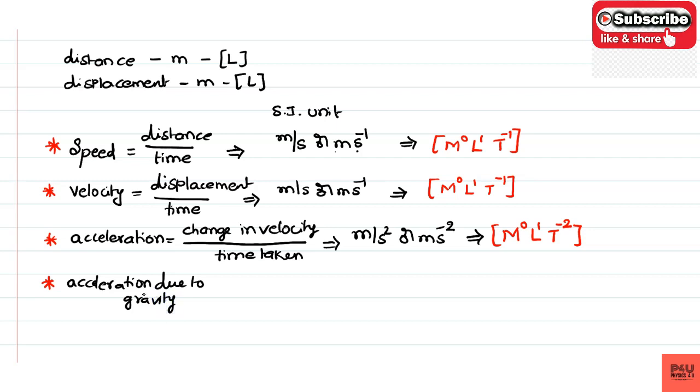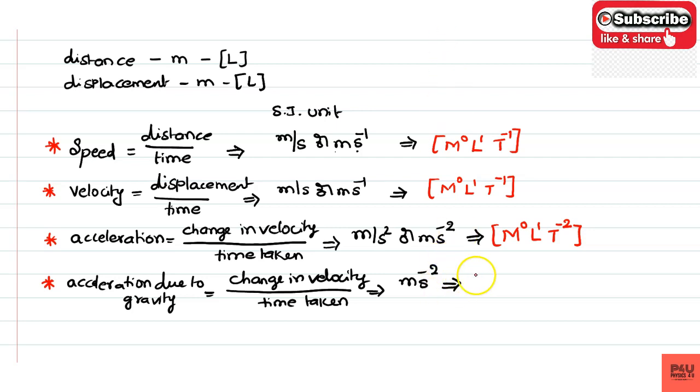Acceleration due to gravity. So here also the same formula: change in velocity by time taken. And the units are also the same. I'm writing SI units: meter into second power minus 2. And the dimensional formula is also the same: M power 0, L power 1, T power minus 2. Next one.